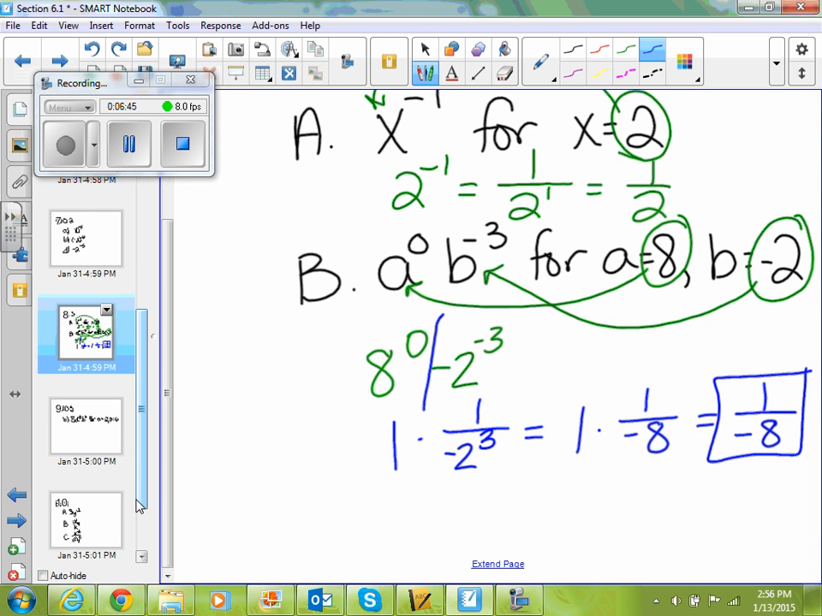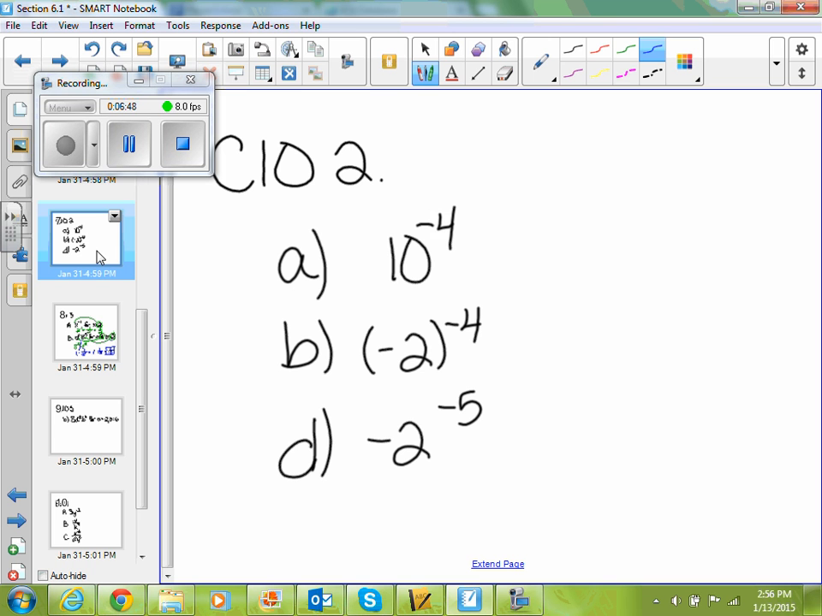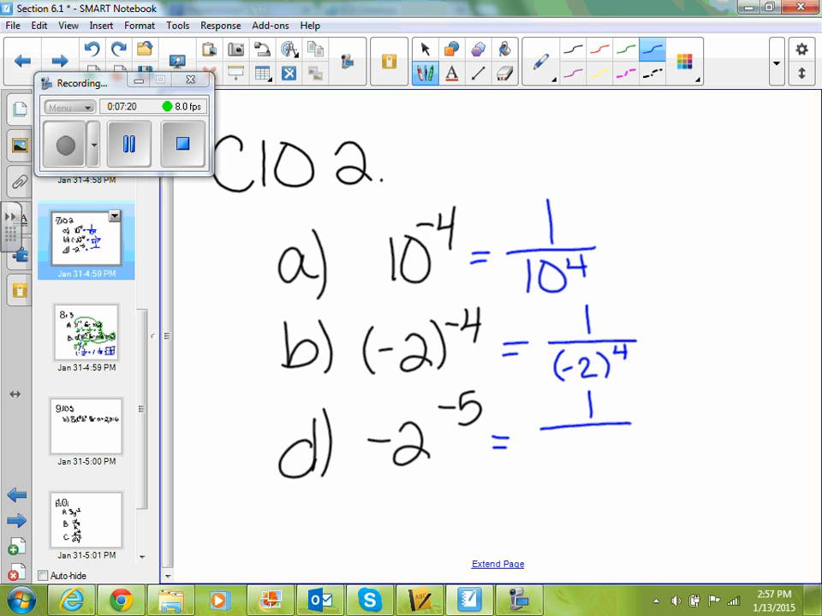Let's backtrack for a minute. Okay, how do I make this negative 4 positive? 1. Okay, perfect. I'm not going to make you solve that. Ethan, how do I make this negative 4 positive? Okay, and Niles, how do I make this negative 5 positive? 1. Okay, 1 over negative 2 to the 5th. Alright.